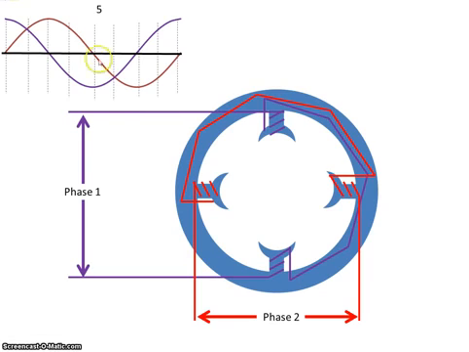At time 5, at this point, the current through phase 2 is 0, and the current through phase 1 is at a maximum in the opposite direction. So we'll have a north pole here and a south pole there. That's our flux lines.